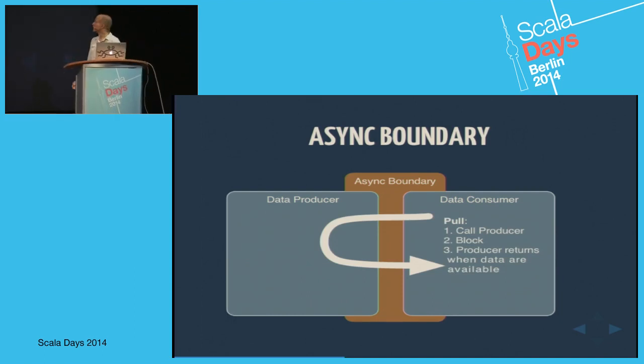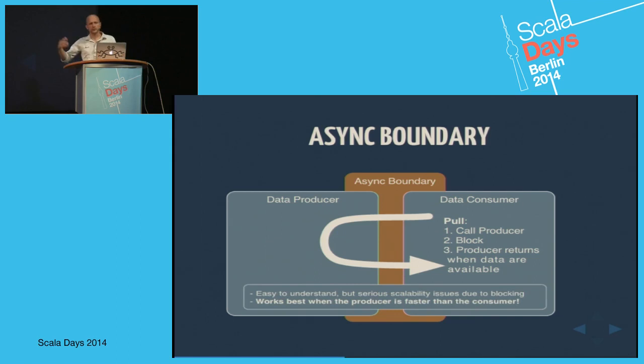One is pull. I can just go in and ask, and if there is no data there, I'll just block, and then eventually it comes back with data. That's pull. This is easy to understand, but as you know, blocking has serious scalability issues because you're wasting the thread you're sitting on. No one else can use it. Not good. This works best when the producer is faster. If the data are already there when I'm asking, then I don't need to block for long, and then it's good. But if the consumer is faster than the producer, then you'll block, and then you have the problems. So this is good, but only when the producer is faster.